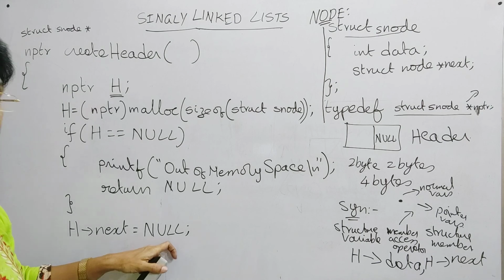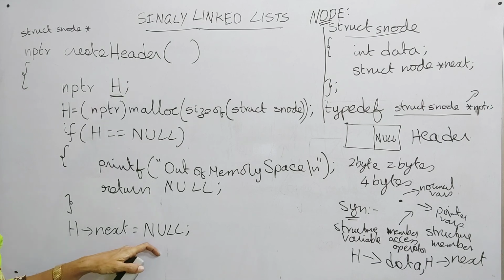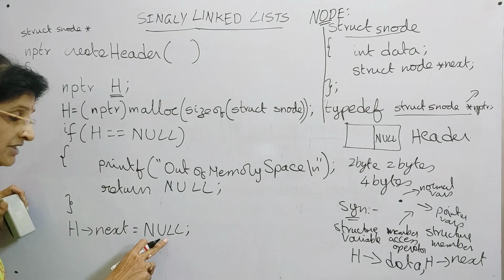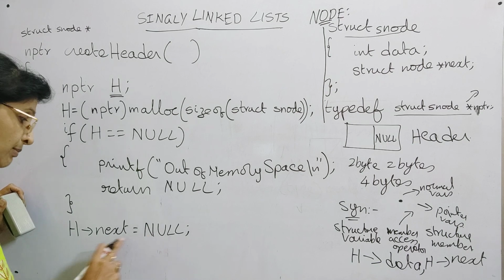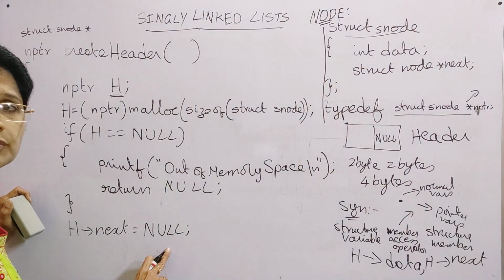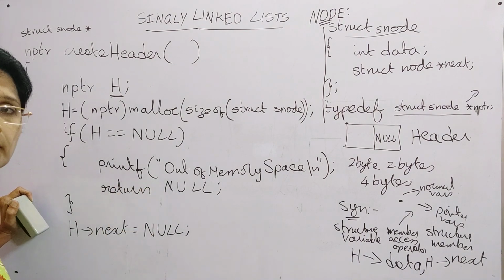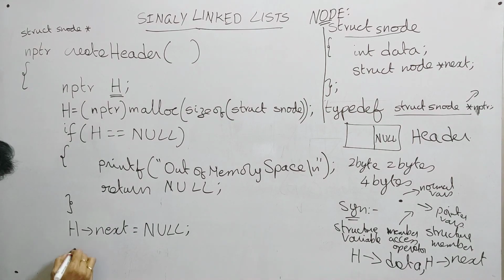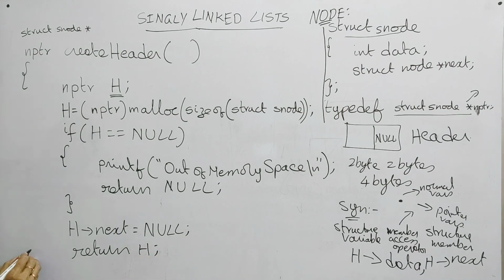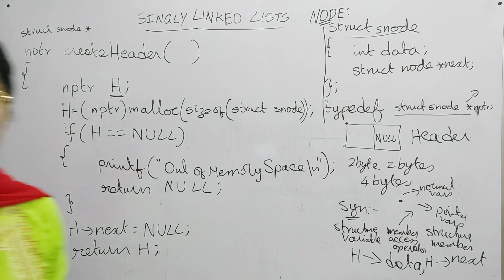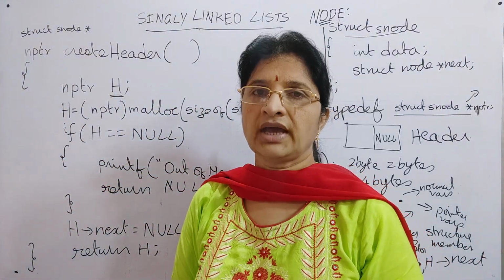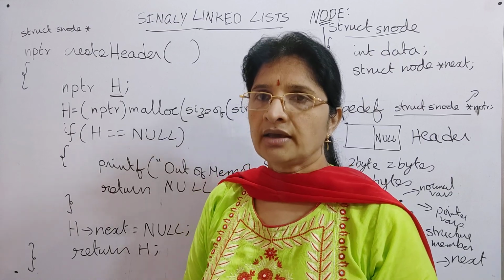So once the null is given, we have created a header node and placed the H next as null. So once the header node is created, what you have to do? You have to return this address to the calling place. How can you return the address of H? Just you give it as return H. So now your header node is created here. So this is how you can create a header node in a singly linked list.